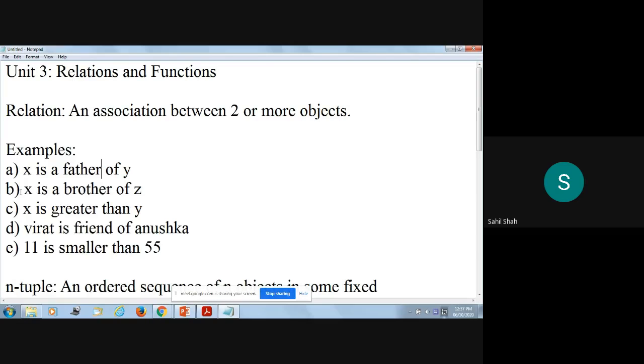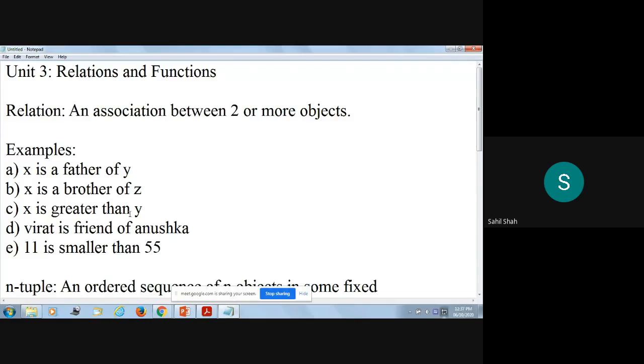Alternatively, I used to take this example several times in the classes. X is a brother of Z. Can I say it in reverse? You cannot, because Z can be sister of X as well. It can happen. So in the case for this, if we are saying X is greater than Y, you cannot apply the same meaning while changing the places of X and Y. If you are saying X is greater than Y, certainly Y is not greater than X.